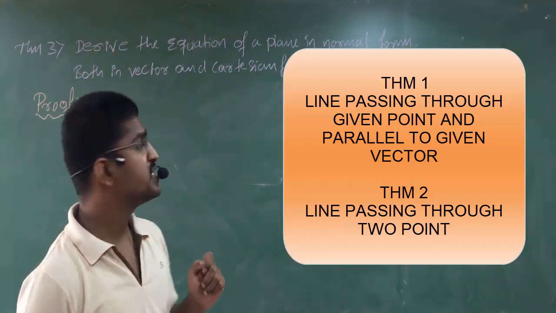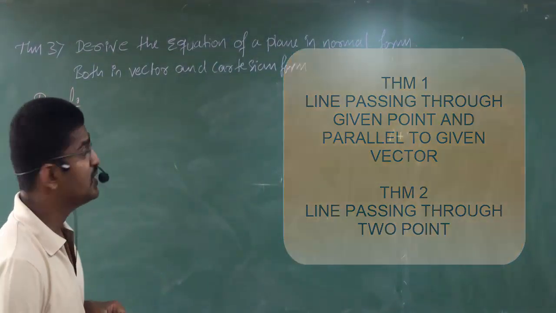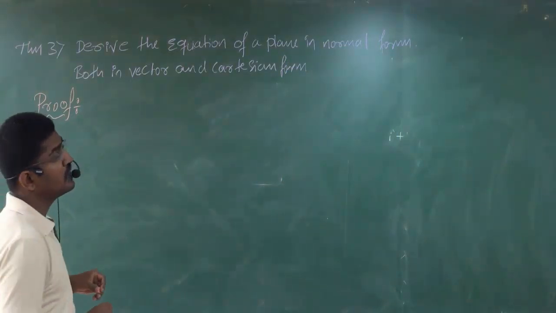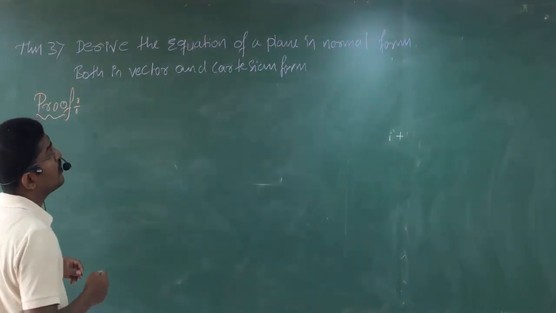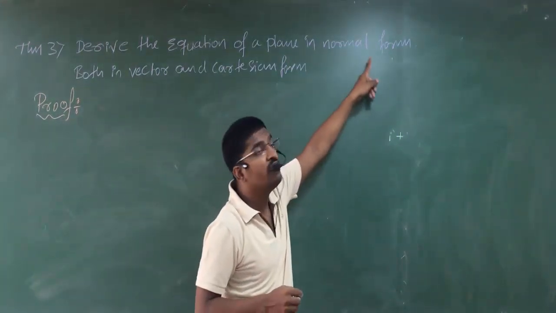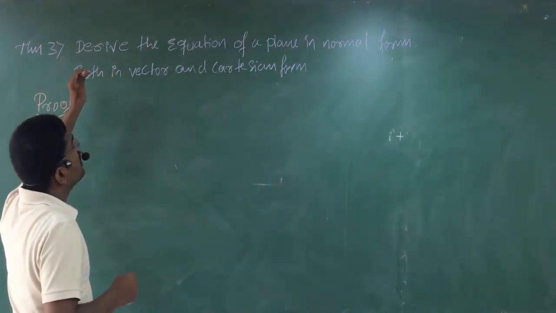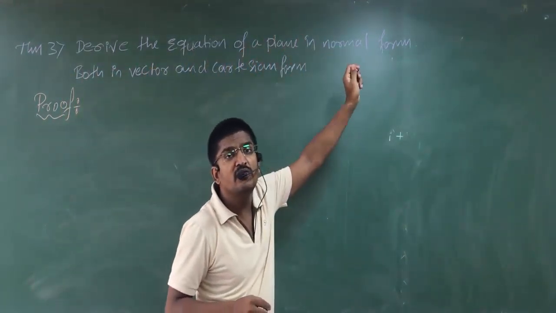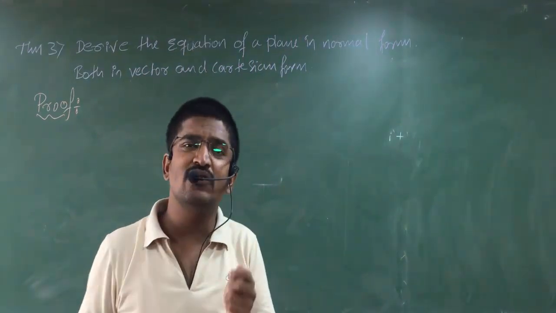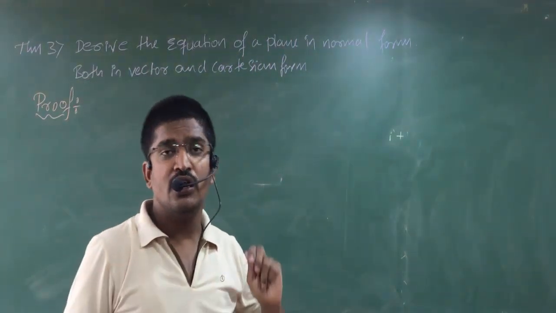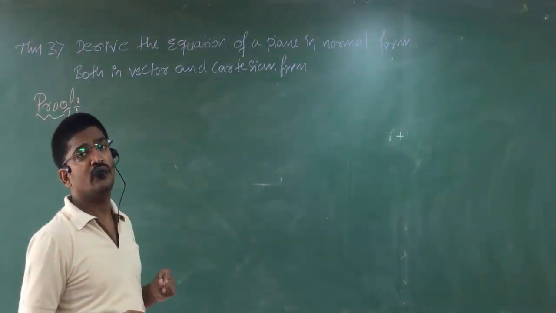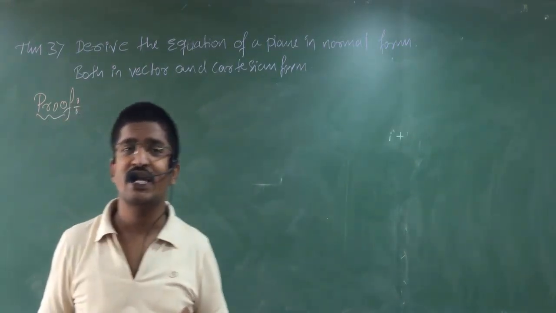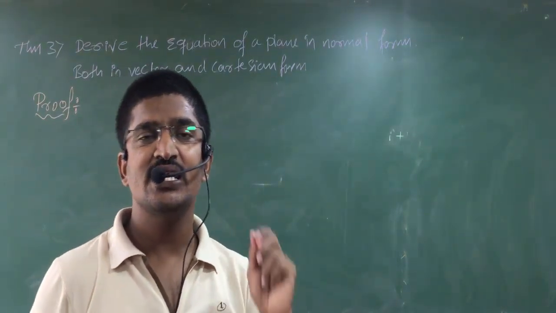Clear? So first let us draw the theorem, for which the terms are given. What are the terms given here? Normal form. That means derive the equation of plane in normal form. That means the normal vector will be given to you. Using that normal vector you have to find this theorem.